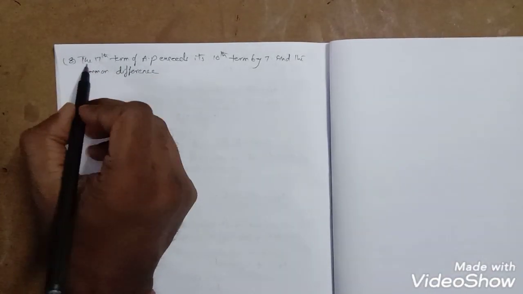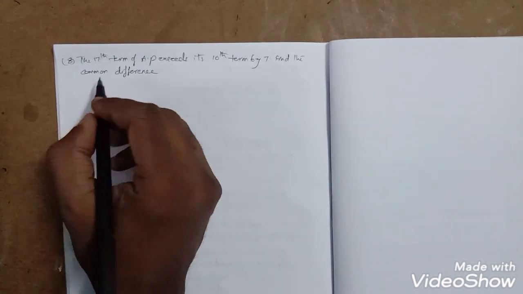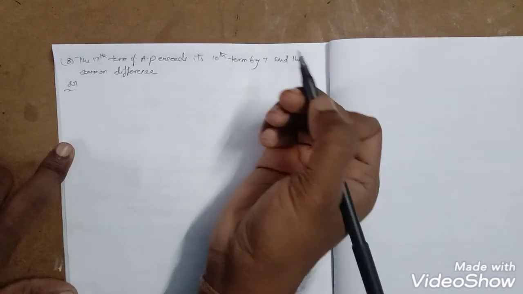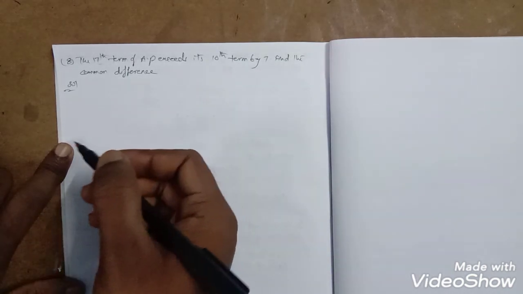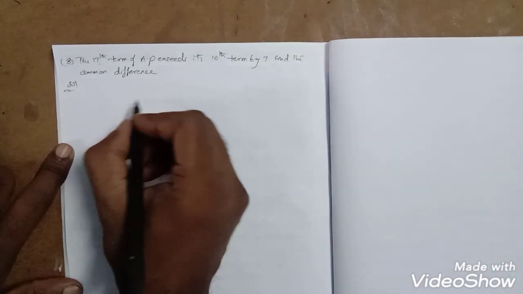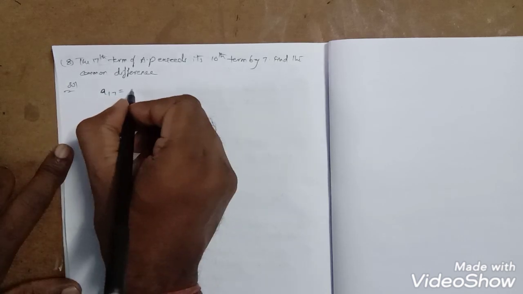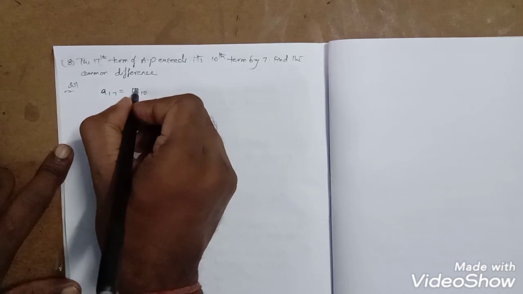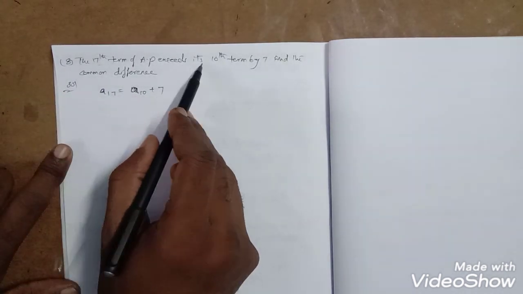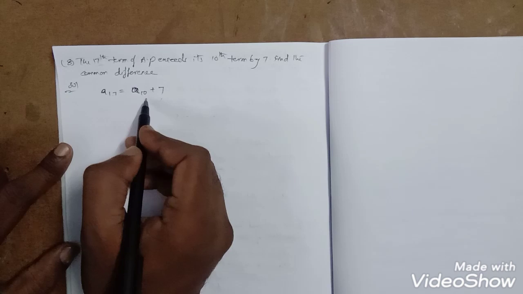Okay, so the next question is: the 17th term of an arithmetic progression exceeds its 10th term by 7. Then find the common difference. As per your problem, the 17th term of the AP exceeds the 10th term by 7. So we can write this equation as: the 17th term is equal to the 10th term plus 7. The 17th term of the AP exceeds its 10th term by 7, so I can write the 17th term is equal to the 10th term plus 7.